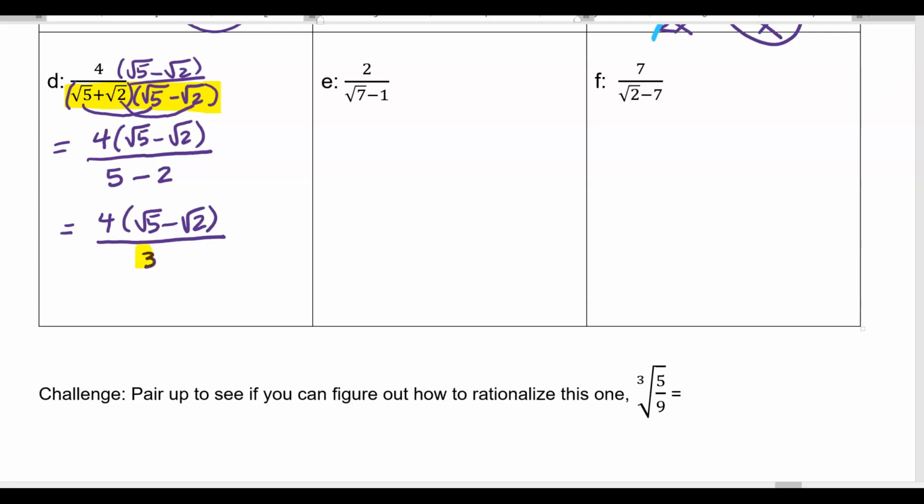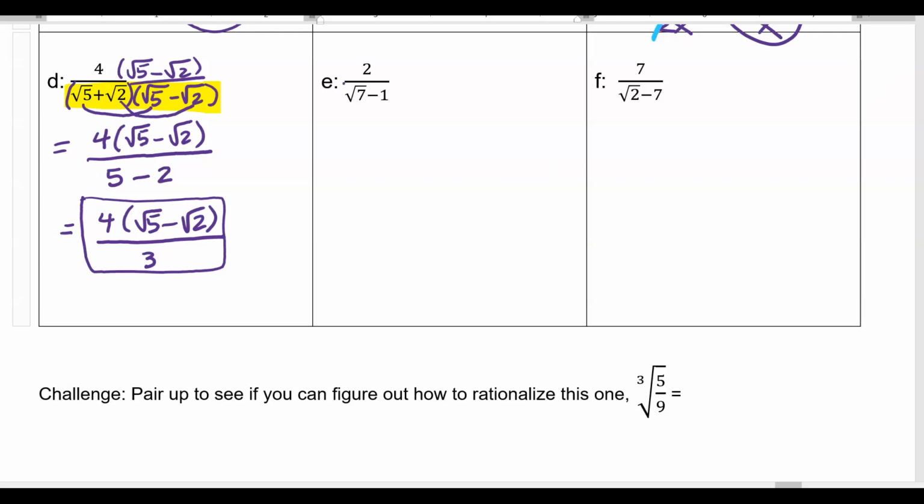We have accomplished our goal because we do not have a radical in the denominator. And that was our intent. We don't care about the radicals in the numerator. And we can leave our answer like this. It's perfectly fine to leave it as 4 times the square root of 5 minus square root of 2 because there's nothing to simplify in this case. If you wanted to multiply that through in this case, it's okay. But in this particular case, it's not necessary.